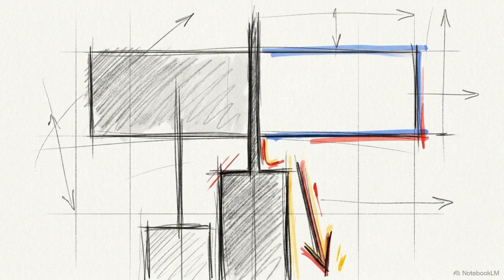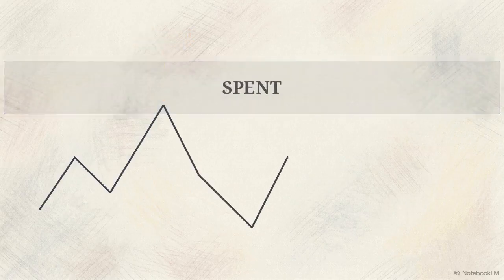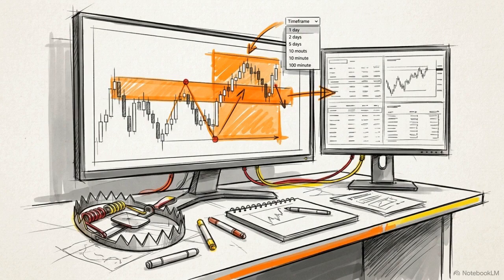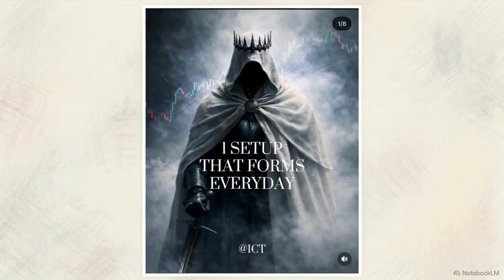Remember this rule. Breaker blocks are one-time use only. Once the price taps the zone and drops, it is spent. Do not trade it a second time. Open your 15-minute charts and look for this exact pattern from the latest New York session.